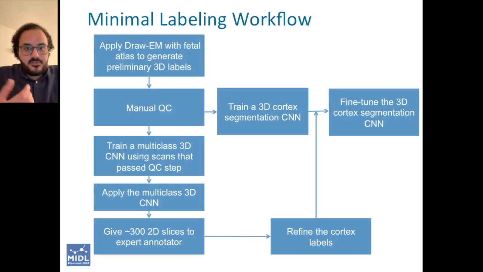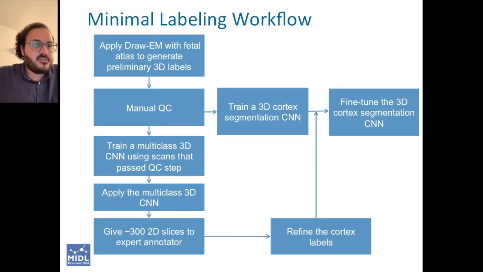We first apply an algorithm called DrawEM, which was developed by one of our colleagues for neonatal imaging. We actually apply it on fetal data to generate 3D weak labels. We use a fetal atlas to generate those preliminary labels within this DrawEM algorithm. This is then followed by a manual QC step to make sure that we only include scans that were segmented well.